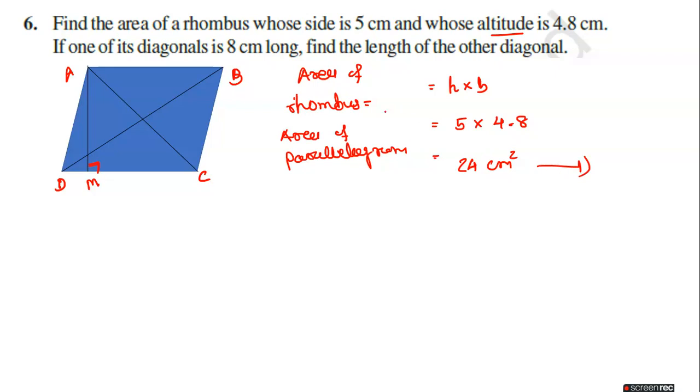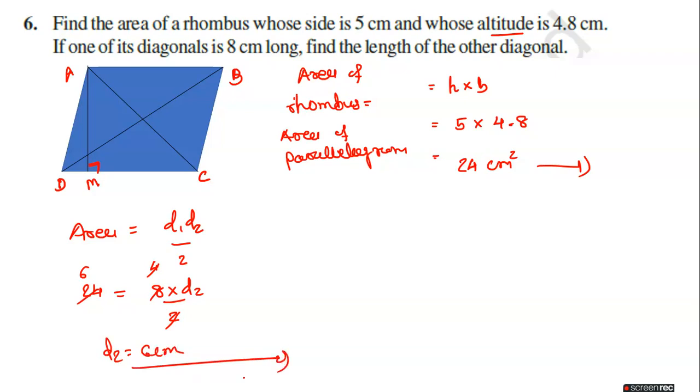Next, find the length of the other diagonal. Now we can easily find it, because we have the formula: area of rhombus is equal to d1 into d2 by 2, and now we also have the area, 24 centimeter square. So 24 is equal to 8 into d2 by 2. Therefore d2 is 6 centimeter, and this is our second answer. This question can be asked for 2 marks.